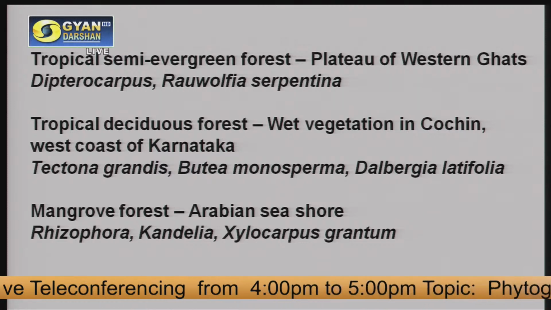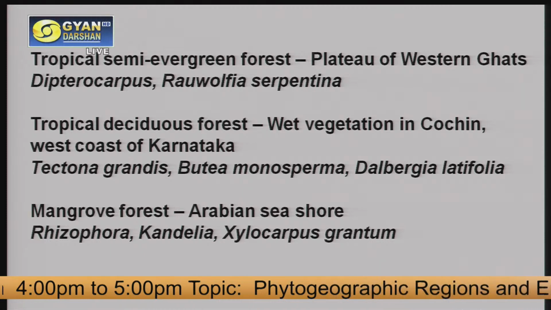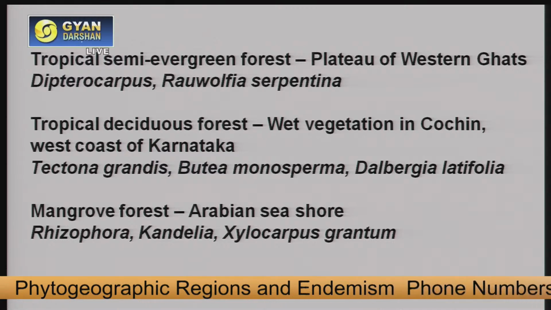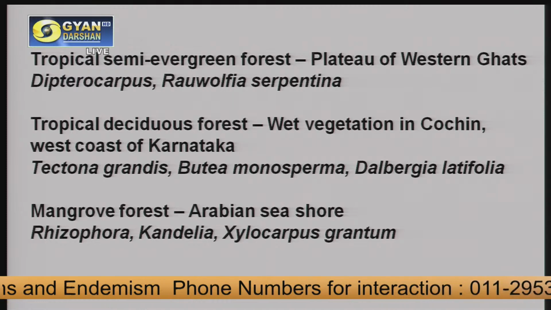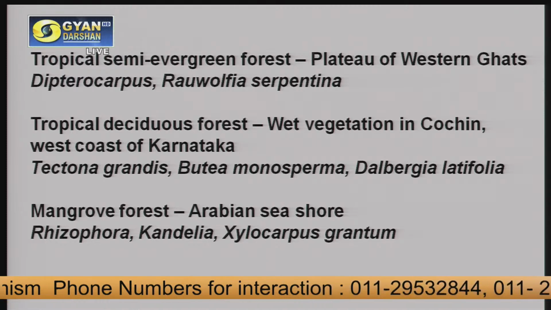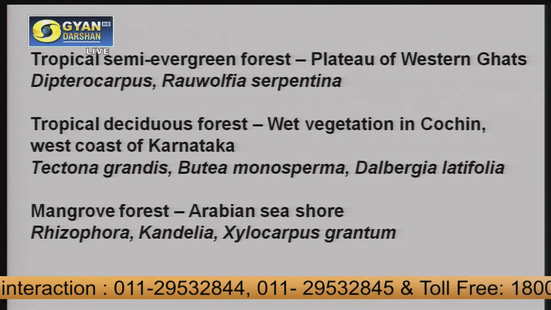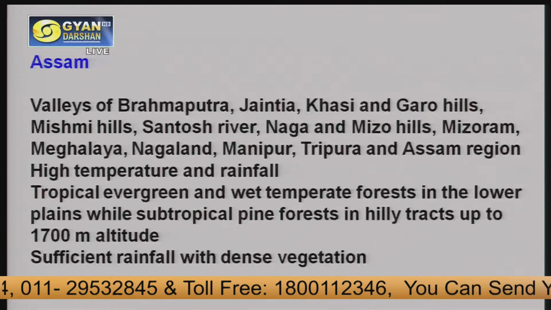The tropical deciduous forests which are present in the wet vegetation in Cochin and west coast of Karnataka consist of teak, very popular species, Tectona grandis, Butea monosperma, Dalbergia latifolia. Again, along the Arabian seashore, you have the mangrove forest consisting of Rhizophora, Candelia, Xylocarpus, etc.